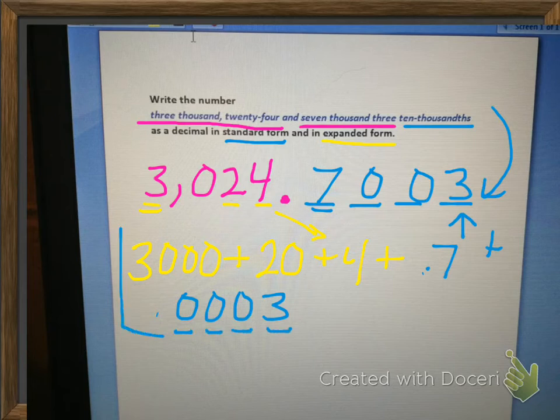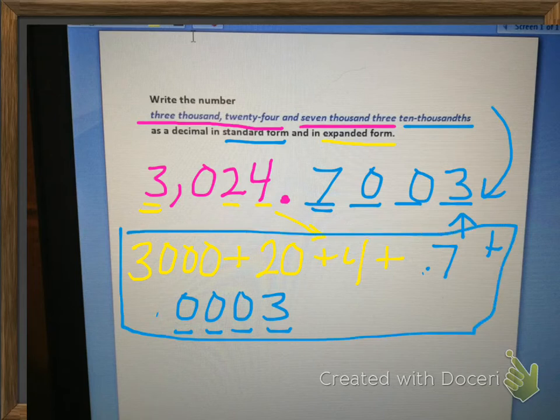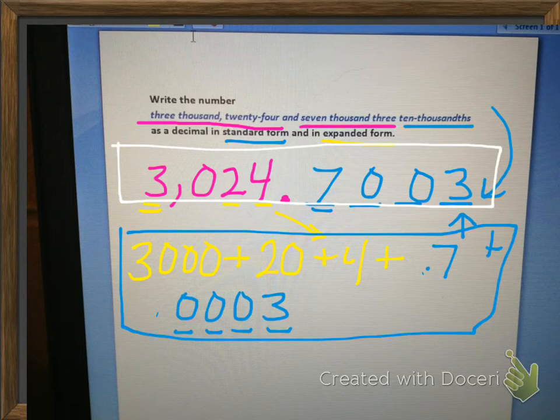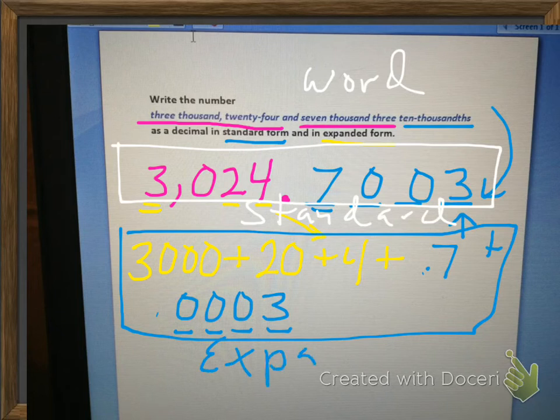So this entire number right here, including that plus sign, is the number 3024 and 7003 10 thousandths, written in expanded form. And the top number is it written in standard form. So you've got word form, standard form, and finally expanded form. These are going to be the 3 terminologies that you're going to need throughout this chapter for dealing with decimals.